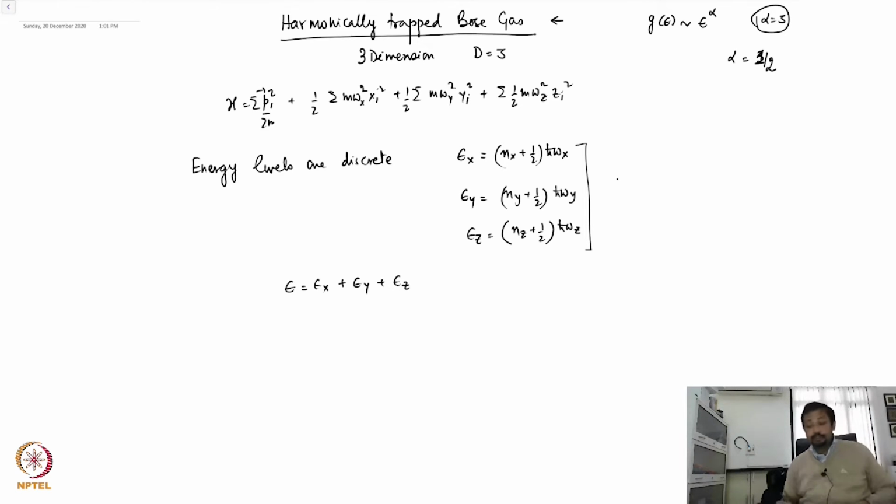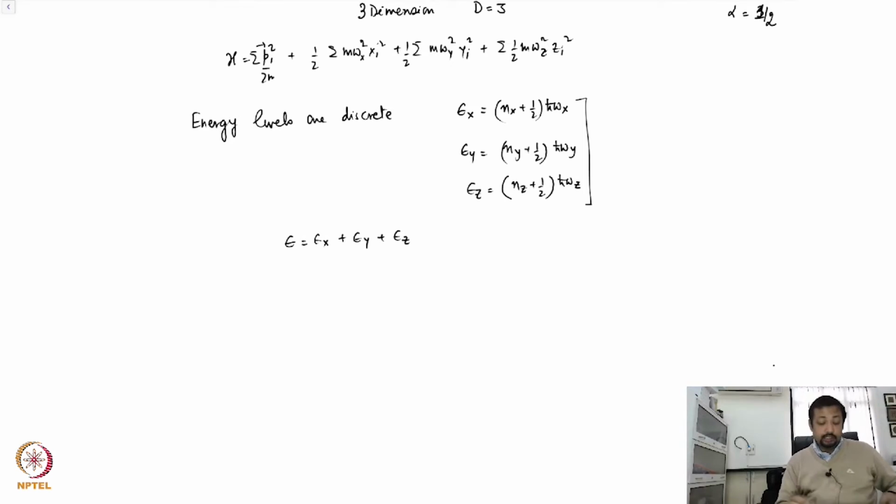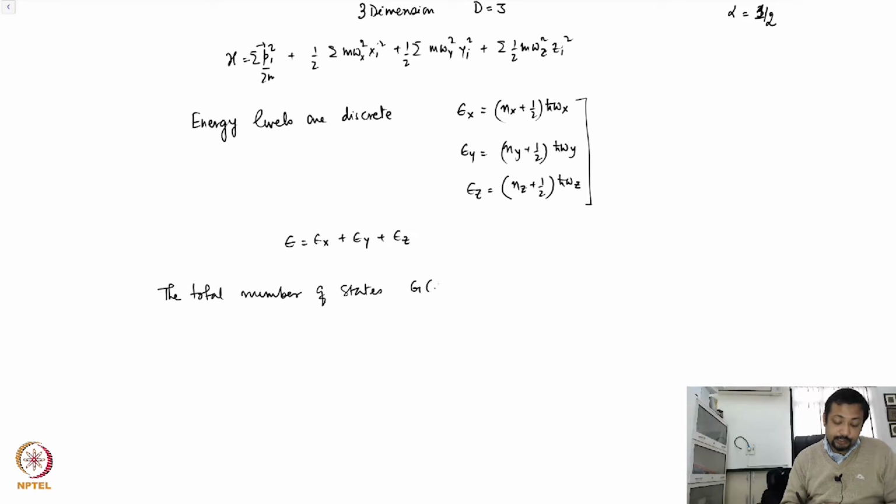We will ignore the ground state energy and try to figure out the total number of states, capital G of epsilon, that lies between 0 and epsilon. The idea is that once I know this number, then g of epsilon, the density of states, is given by dG d epsilon.